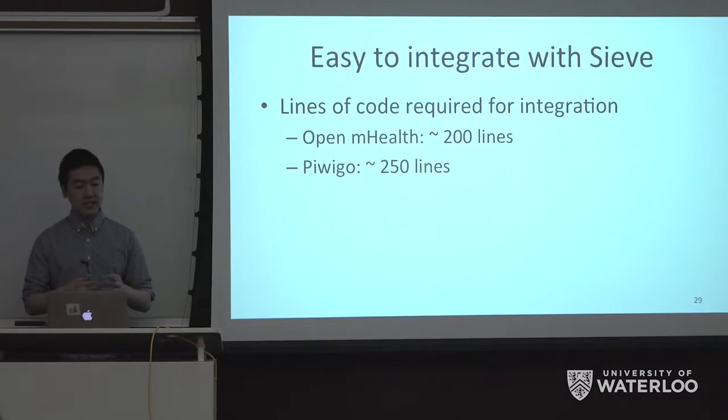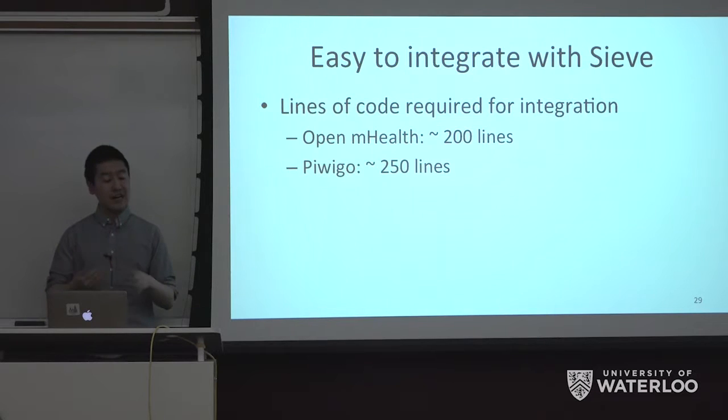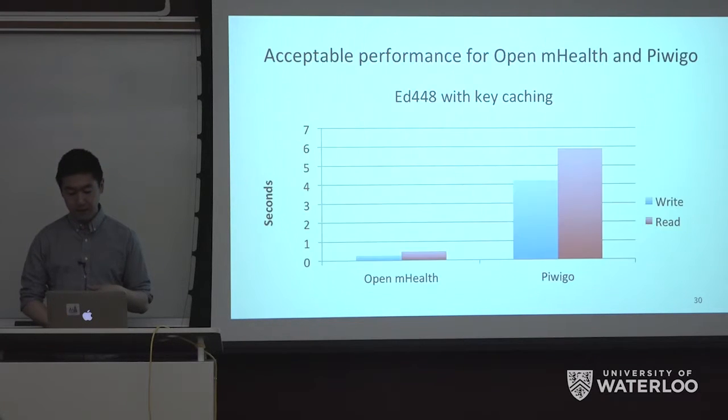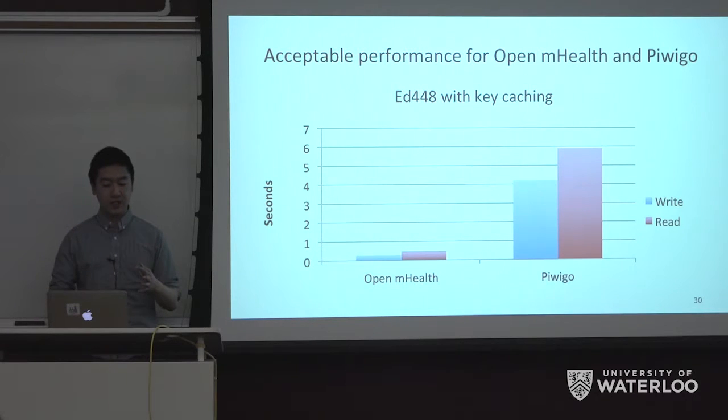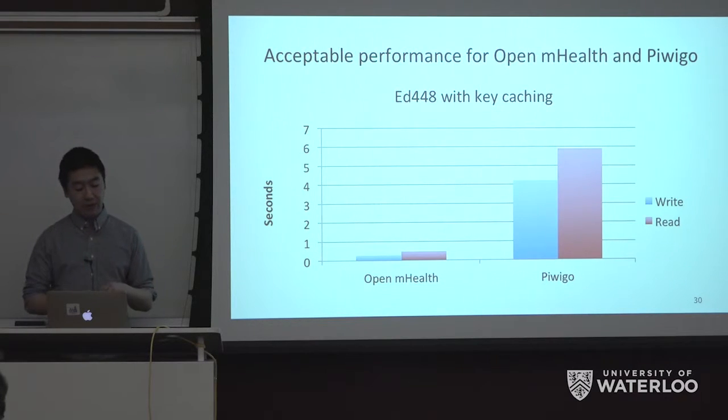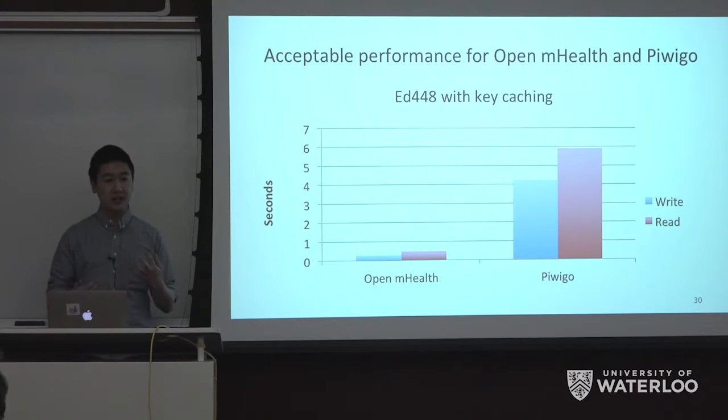We show it's relatively easy to integrate with Sieve. The lines of code required for integration were about 200 lines for OpenMHealth and about 250 lines for Piwigo. This is just a small fraction of the total number of lines of code in the web service itself, and shows that Sieve is easy to integrate with. Here are some results for OpenMHealth and Piwigo using the ED448 library with key caching. We have acceptable performance for both case studies. Reading and writing a week's worth of OpenMHealth data takes less than 1 second. The read and write time for Piwigo is a little bit longer because the data is larger.